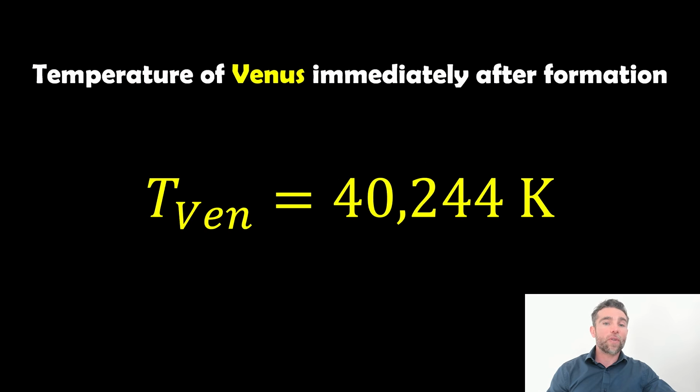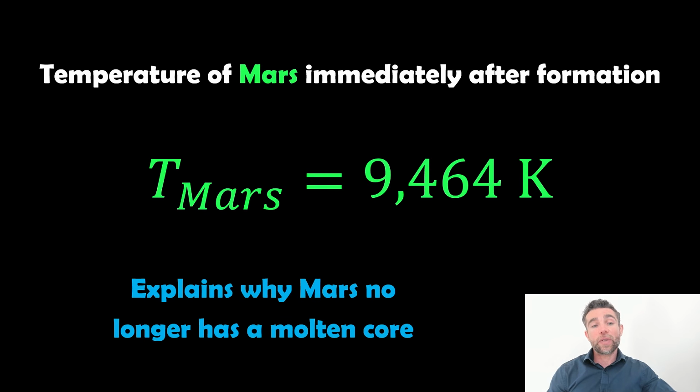So for example, we've got Venus here. If we put the values in for Venus, we end up with just over 40,000 Kelvin straight after formation. And obviously over time that's going to cool down because it will radiate that heat out into space. But if we do the same thing for Mars, we see that Mars is significantly cooler. So it's just under 9,500 Kelvin. And this would explain why Mars no longer has a molten core, really. It was much cooler straight after formation. So as it's cooled down over time, it's more likely to solidify earlier on than some of the bigger planets.